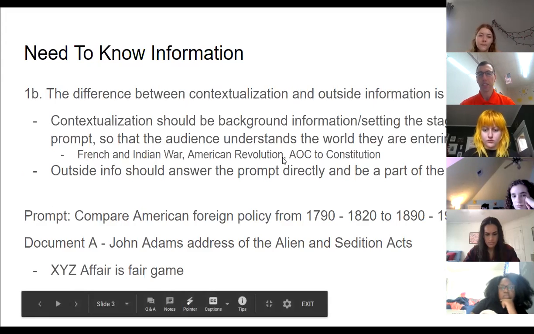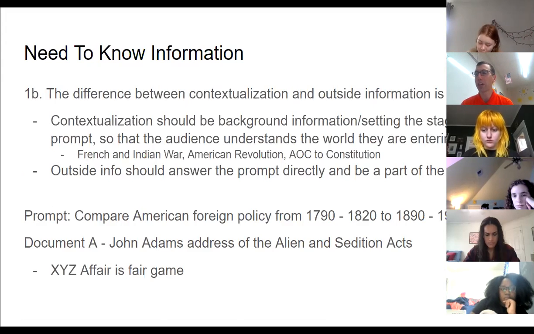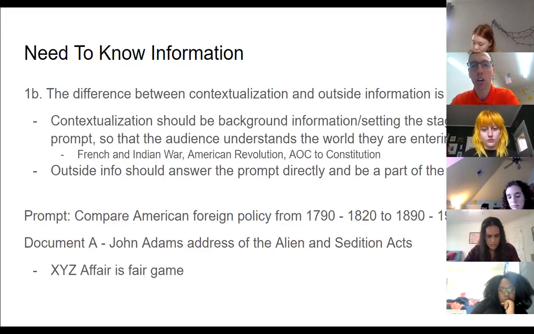Second, because of this, some people get a little confused about what the difference between contextualization and outside information is, because they do have one big common thing, which is that you're not pulling this information from the documents. So let me just briefly explain. Contextualization should be background information where you're setting the stage for the prompt so that the audience knows the world they're entering into. Again, using the same prompt, compare American foreign policy from 1790 to 1820.